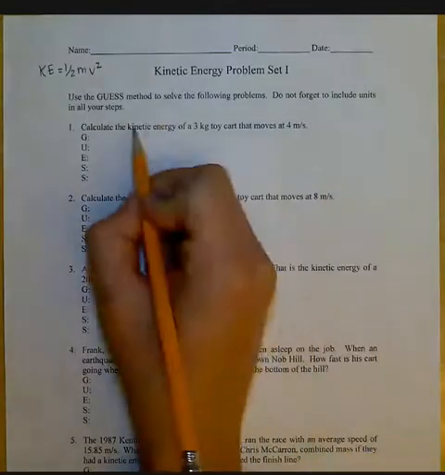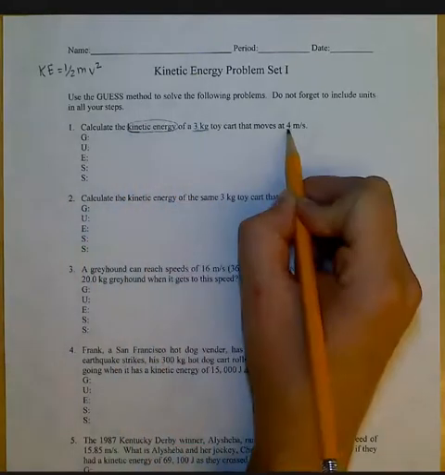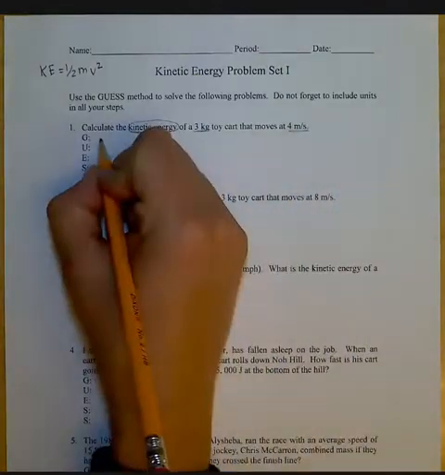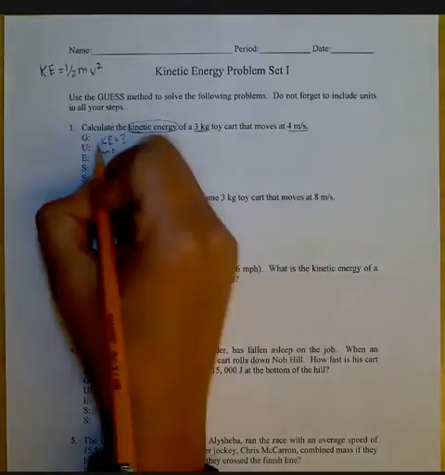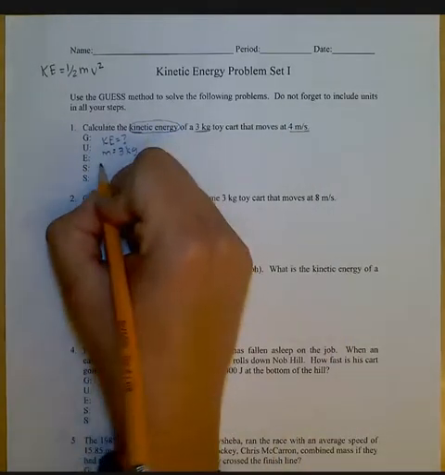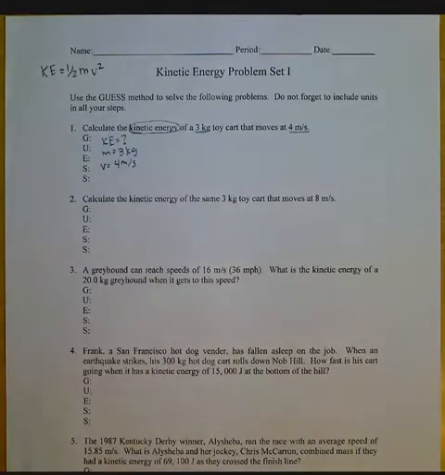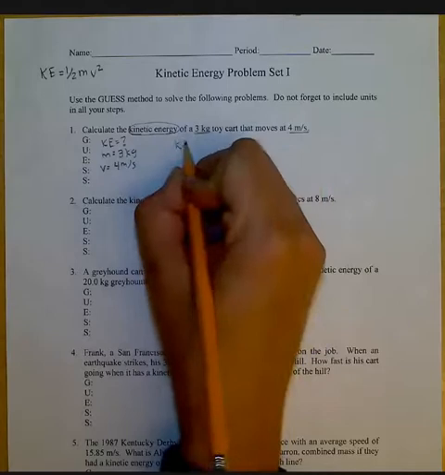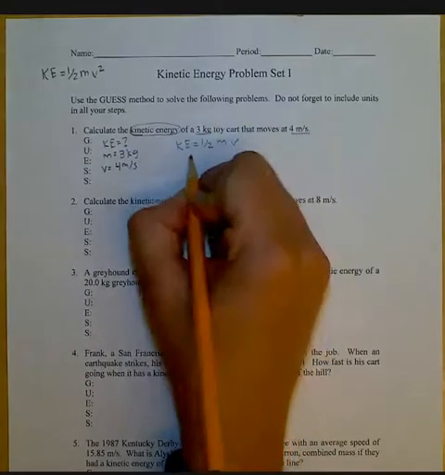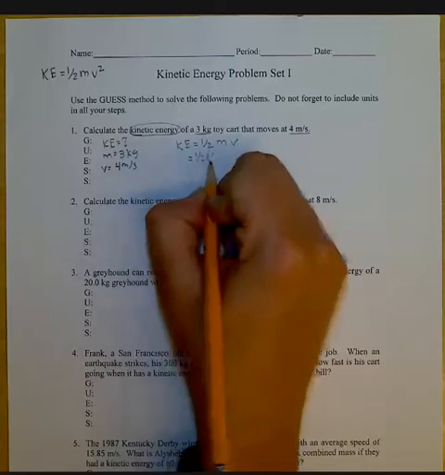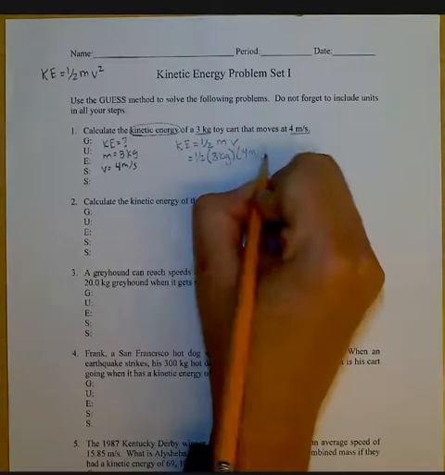Number 1. Calculate the kinetic energy, so that's what we're looking for, of a 3 kilogram toy car that moves 4 meters per second. So I have my kinetic energy, which I'm looking for, my mass, which is 3 kilograms, and my velocity, which is 4 meters per second. I'll write down my equation, KE equals 1/2 times m times v. I'll plug in what I know, 1/2 times 3 kilograms times a velocity of 4 meters per second.